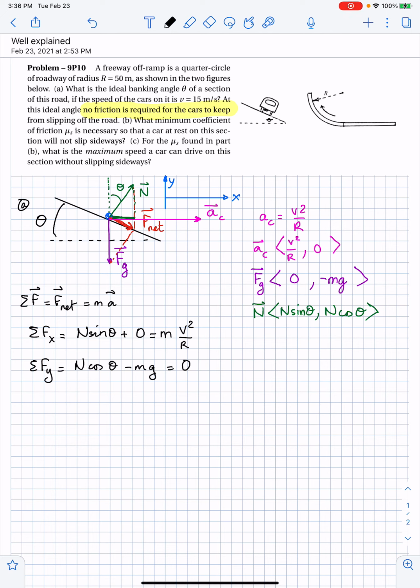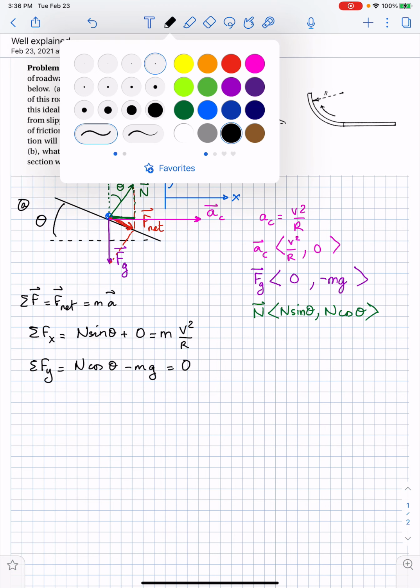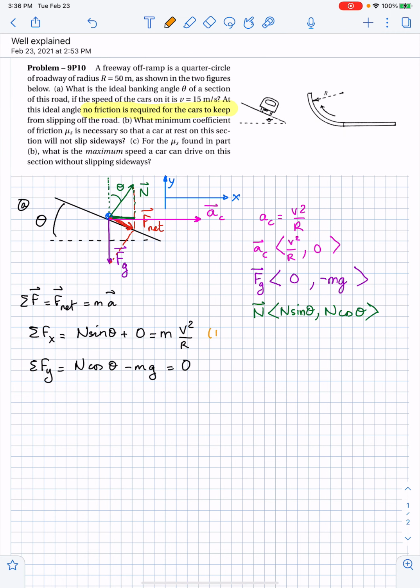Okay. So let's try to remember what we're looking for here. We are looking for the angle theta at which we don't require a force of friction to stay on the ramp. Okay, so we are looking for theta. So if I call the equation right here equation number 1, and if I call this equation number 2, then equation number 2 will become n cosine theta equal mg.